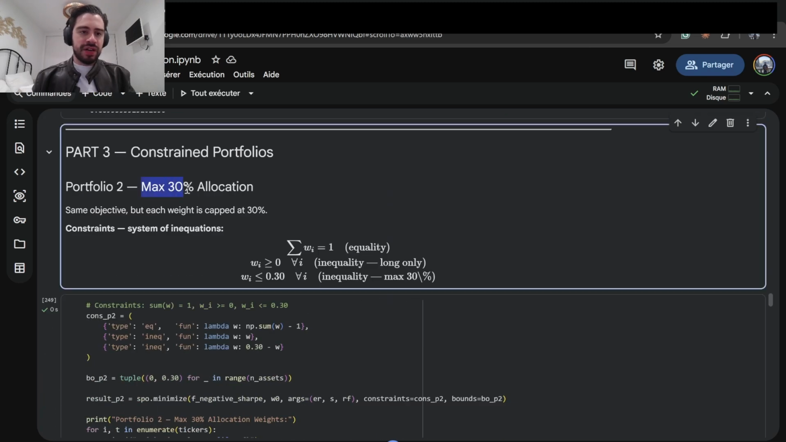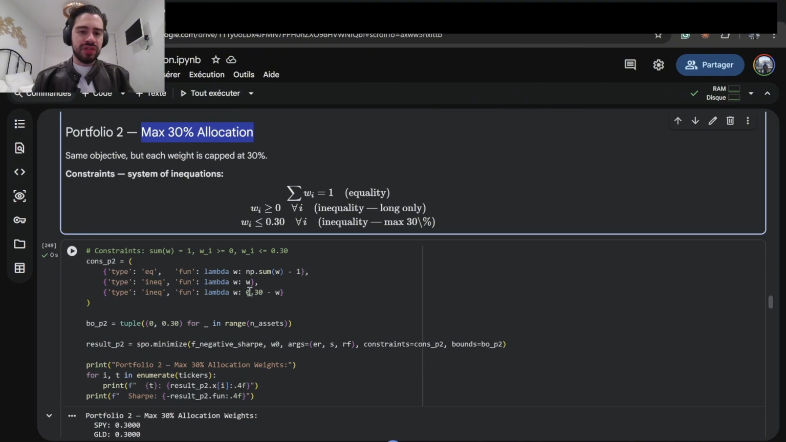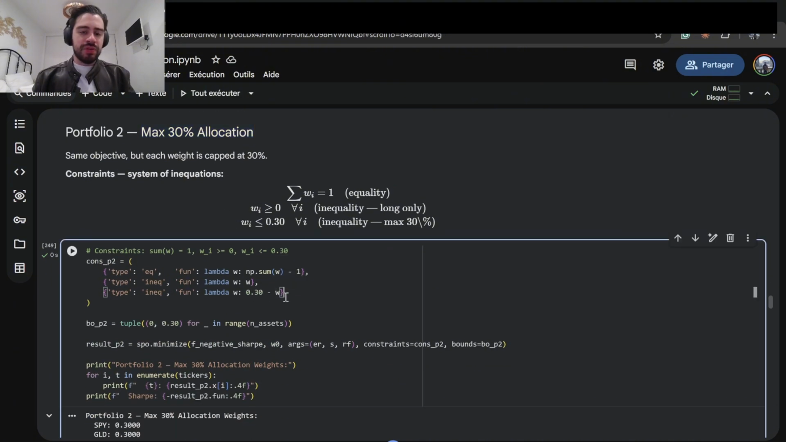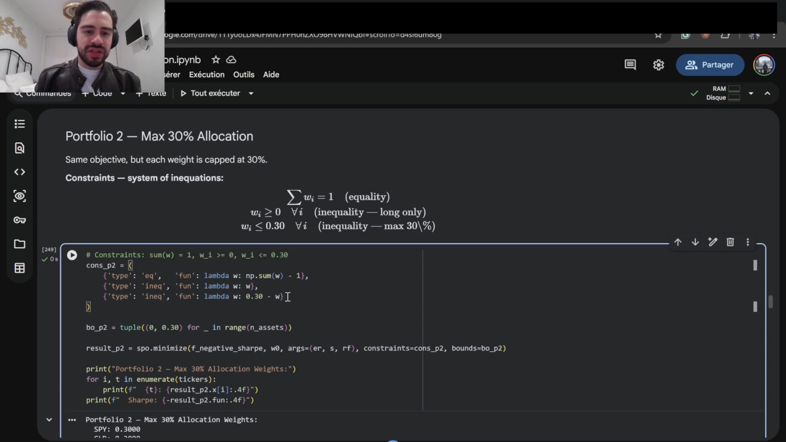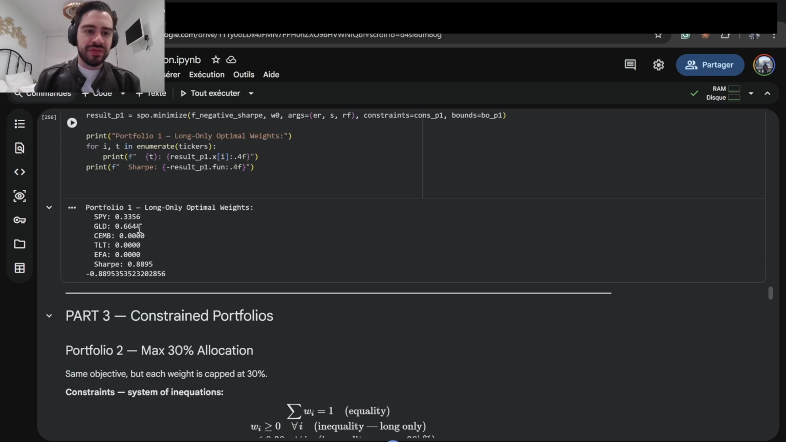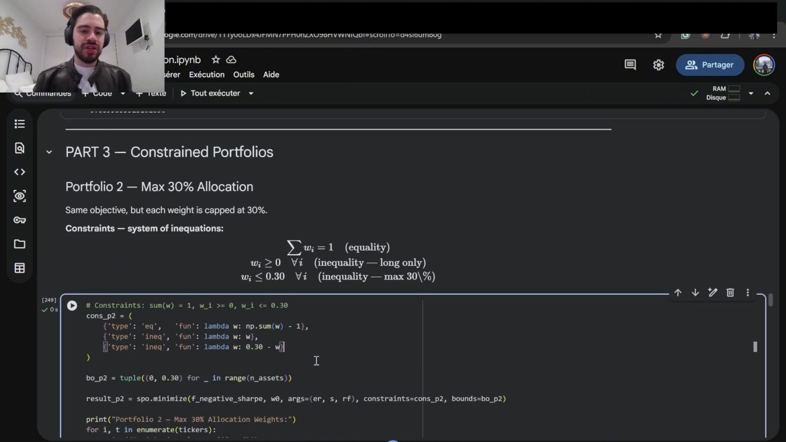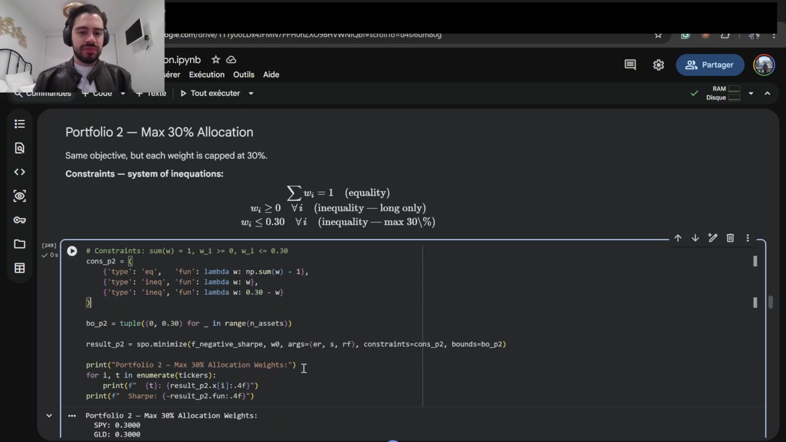I'm now going to build portfolio 2, called max 30% of allocation. This is a constraint. I need to build another equation after this, which means that each asset class should have a weight lower or equal to 0.3. So basically, I had like 0.6 of gold here. To go below, it's going to be 0.3. This is going to force a lower Sharpe ratio, but a more diversified risk.